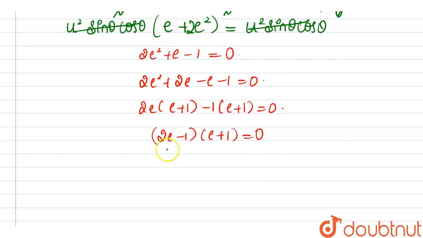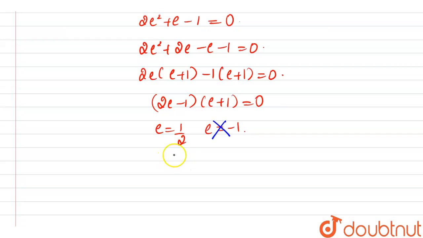So we get two roots, e equal to half and e equal to minus 1. So e is not equal to minus 1, so this cannot be the answer. Therefore e will be equal to half. Therefore this is going to be the value of the coefficient of restitution, and the n value will be equal to 1.